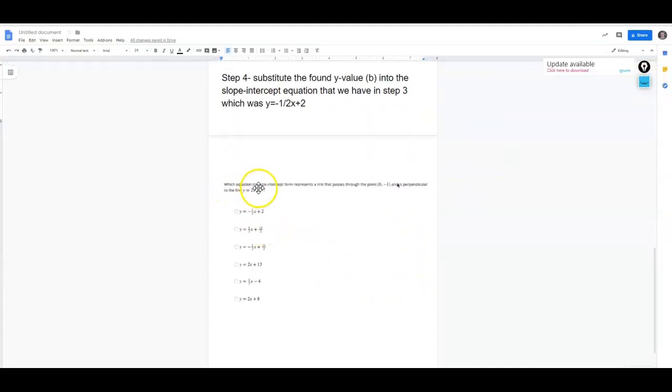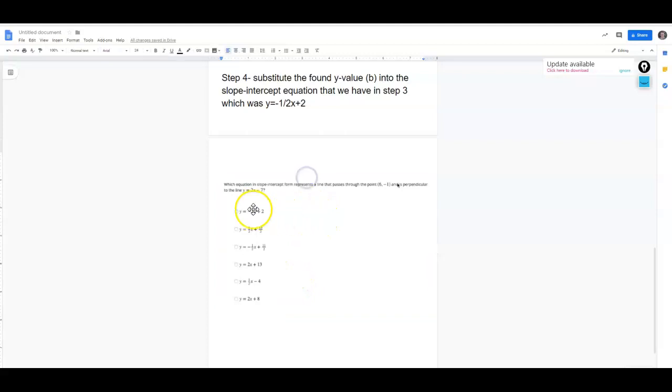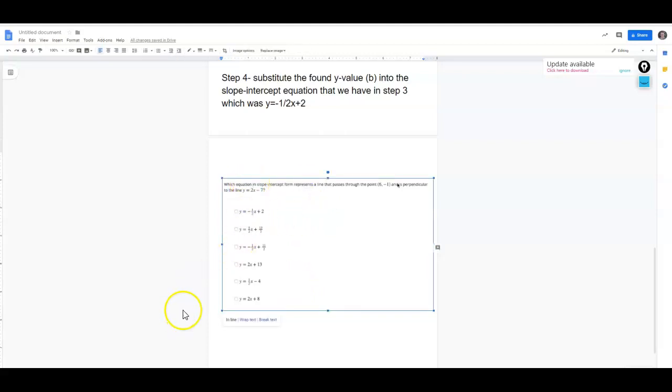Okay, so then we would look for in your solutions the y equals -1/2 x plus 2, and that's just the very first one that is given. Do you have questions? Okay.